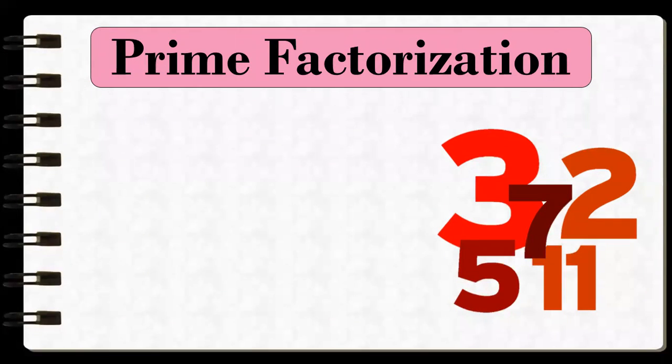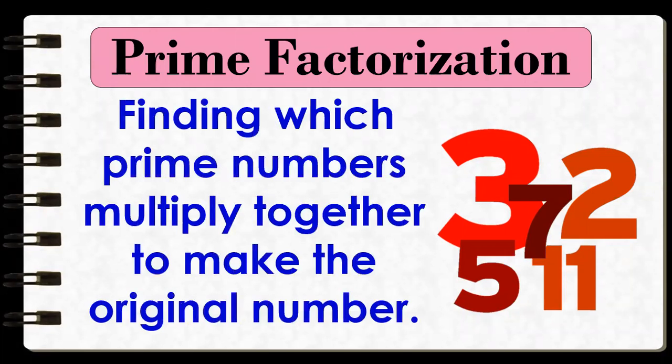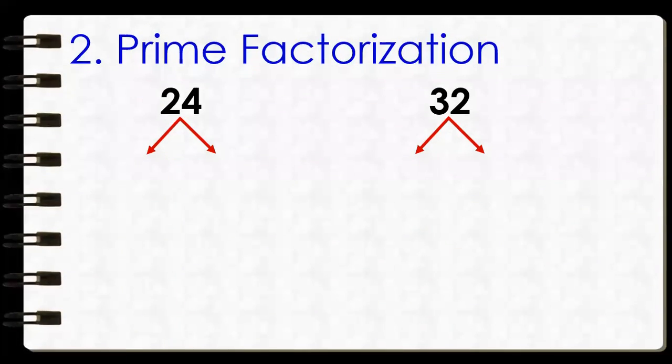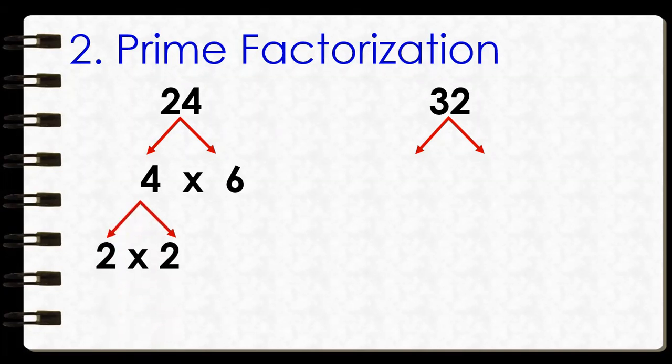Let's try to use the prime factorization. Prime factorization is finding which prime numbers multiply together to make the original number. Let's start with this one. We have 24 and 32. For 24, the factors are 4 times 6. Expressed as prime numbers, 4 is 2 times 2, and 6 is 2 times 3.